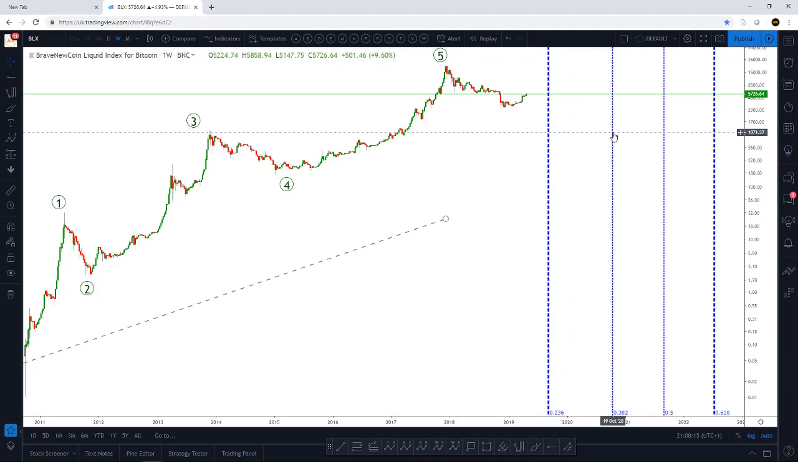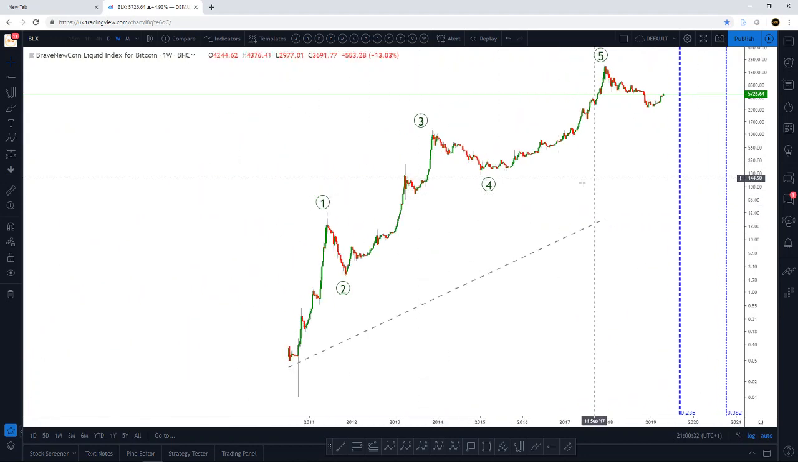The 0.382 takes us to October 2020. And then the 0.5 takes us to September 21. And the 0.618 is August 2022. Okay, so it could be a really long drawn out correction if we're using this wave count.